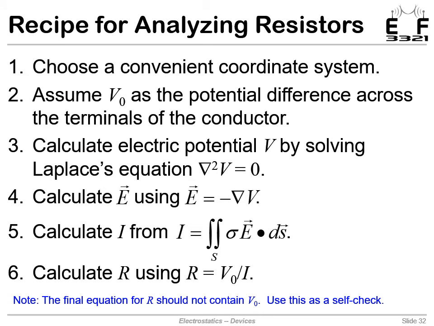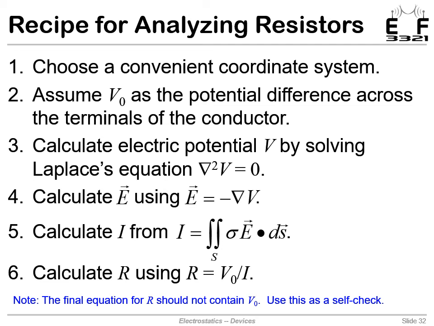Okay, so here's our recipe that we will use to analyze resistors. So, like always, we pick a coordinate system. For us, we will assume a V0. We will assume an applied potential. After that, we'll calculate the potential everywhere else by solving Laplace's equation. And in practice, this is finding the voltage between the plates or the metal objects. Once we have that, then we calculate E as the negative gradient of V. Also, knowing E and the conductivity, we can calculate the total current. And then once we have the voltage, which we've assumed, and the current, which we've just found, we divide the two to get resistance.